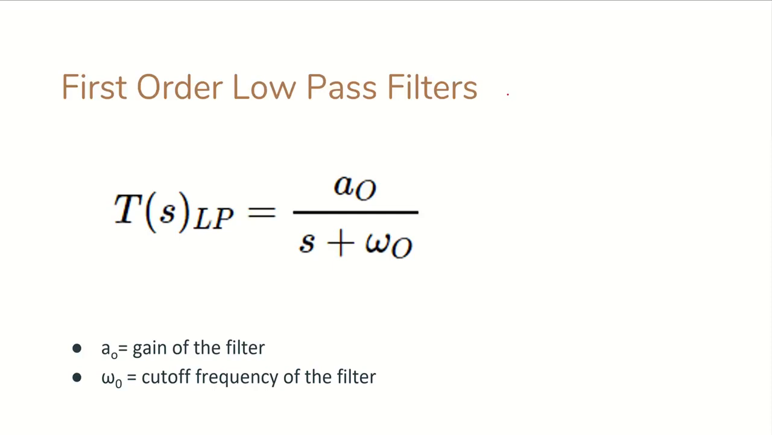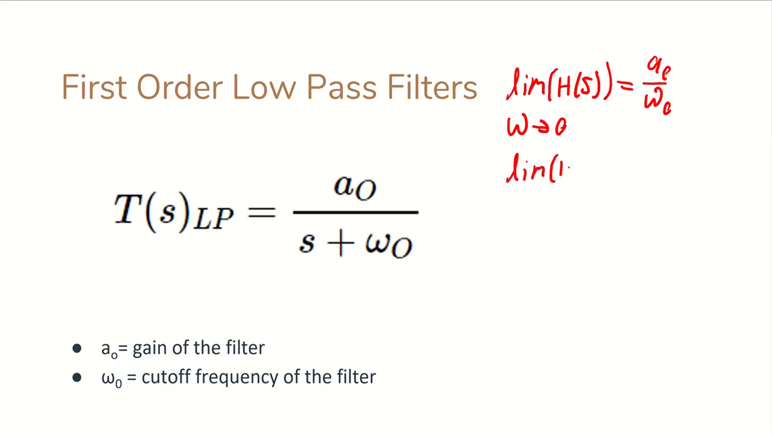So let's say you take the limit of this transfer function as omega approaches 0. When you do that, you will get A naught over omega naught, which will be some constant value. And then let's say you take the limit of this transfer function as omega approaches infinity. When you do that, you'll get 0.